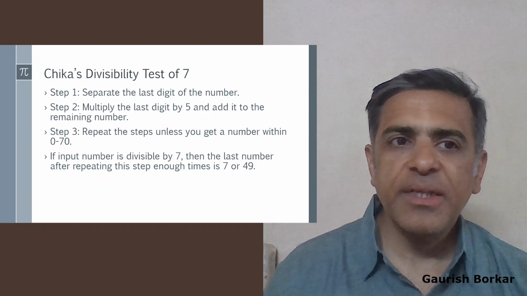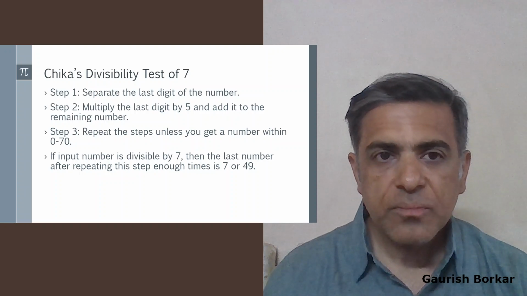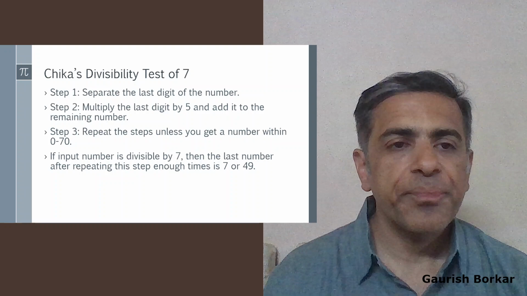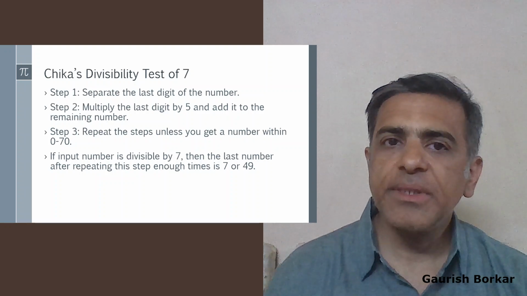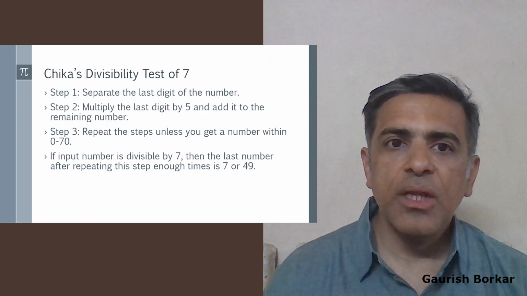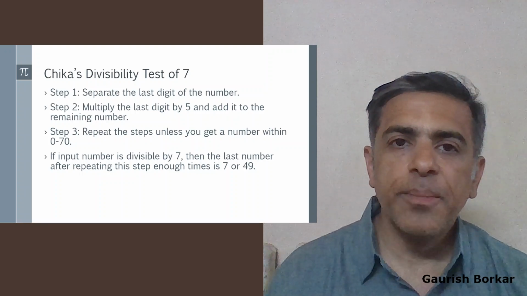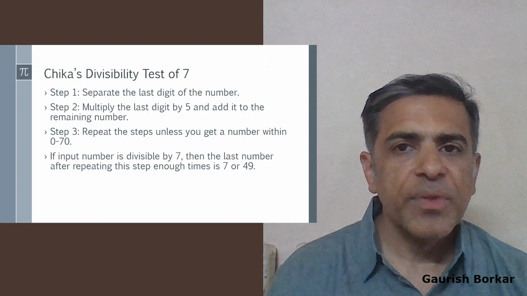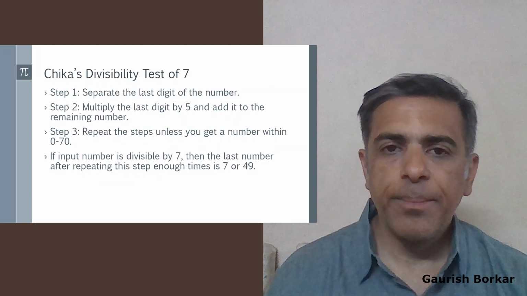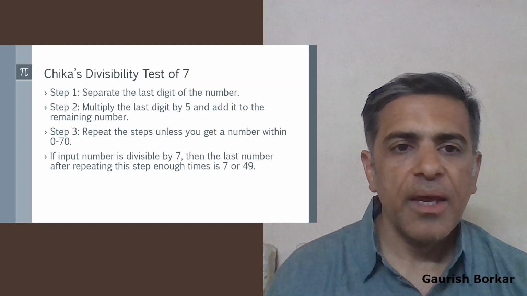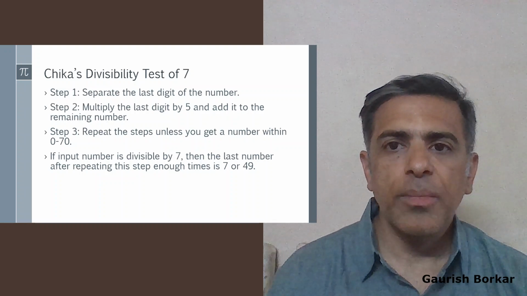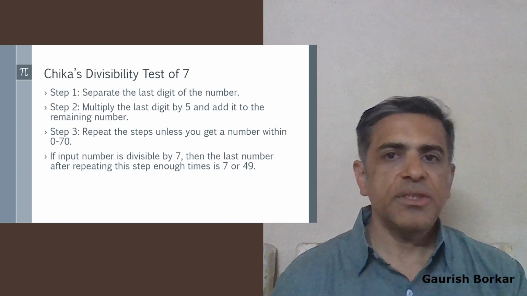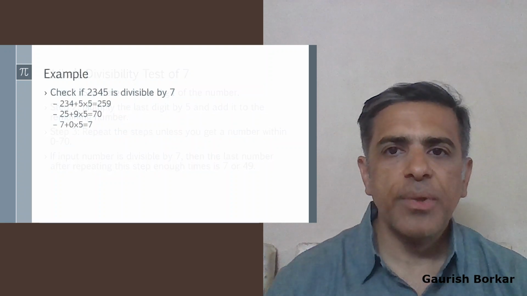Okay, the method is very simple. Let's see what it is and how it can be used. The first step is to separate the ones place, the last digit, from the other digits, multiply that by 5 and add it to the remaining number. Repeat this step till the end. If the last number is 7 or 49, then the number is divisible by 7. This is the method. Now let's see an example.